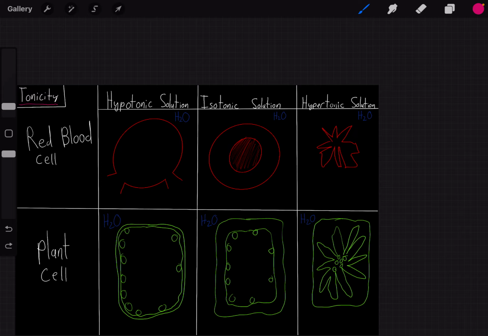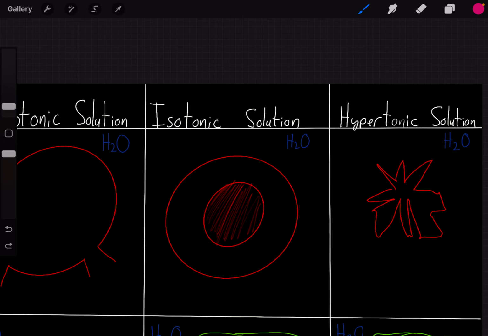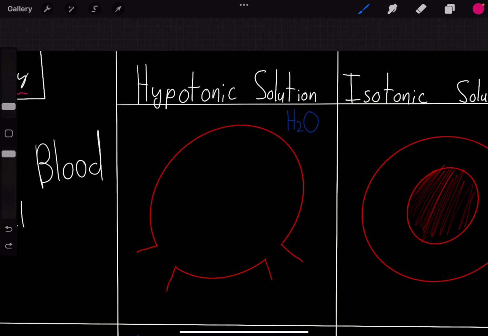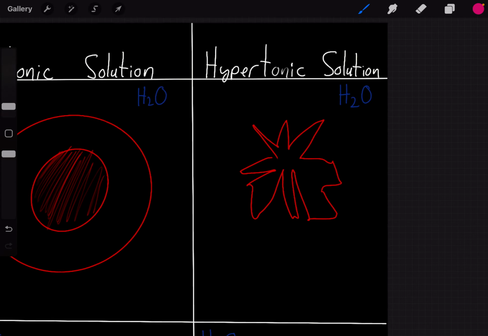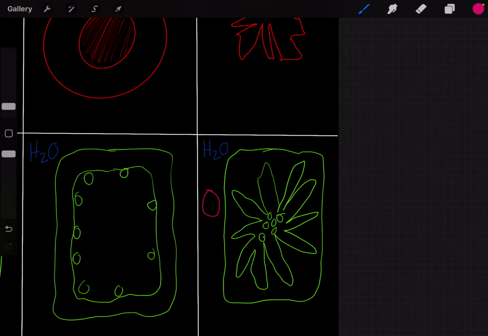Now, I wrote here "solution." In the book and in what you guys learned, they don't write solution, but I wrote solution here for a reason, and I'll explain why. Okay, so let's talk about what we're talking about here. When you talk about solution, we're talking about the outside of the cell. I'm going to draw a circle here. So again, this solution is outside the cell, on all of these cells.